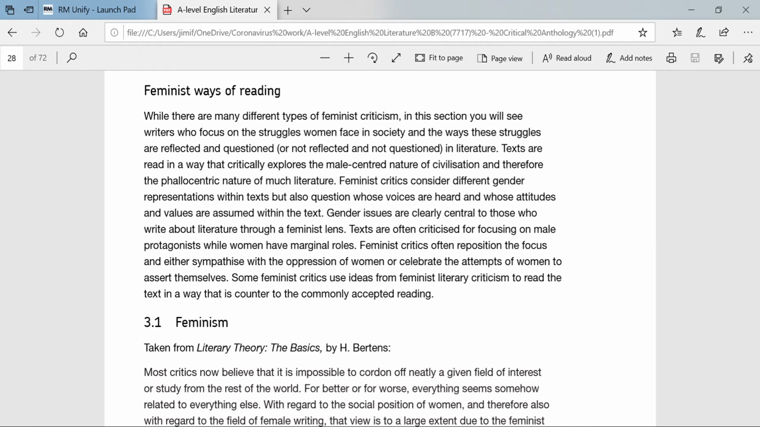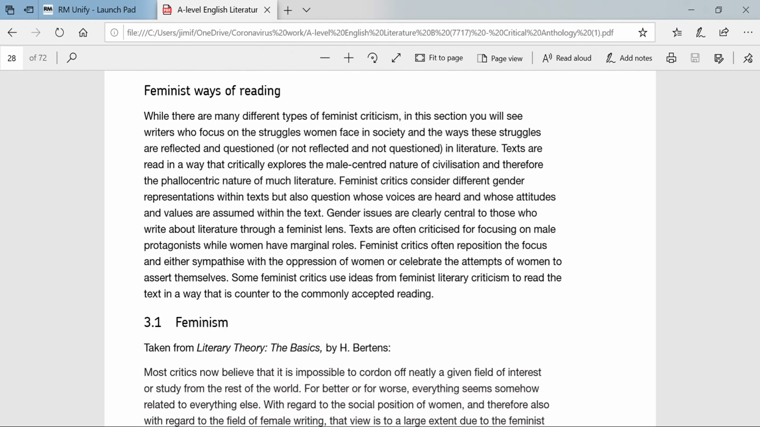It says, while there are many different types of feminist criticism, in this section you will see writers who focus on the struggles women face in society and the ways these struggles are reflected and questioned, or not reflected and not questioned, in literature. Texts are read in a way that critically explores the male-centered nature of civilization and therefore the phallocentric nature of much literature. Feminist critics consider different gender representations within texts, but also question whose voices are heard and whose attitudes and values are assumed within the text.